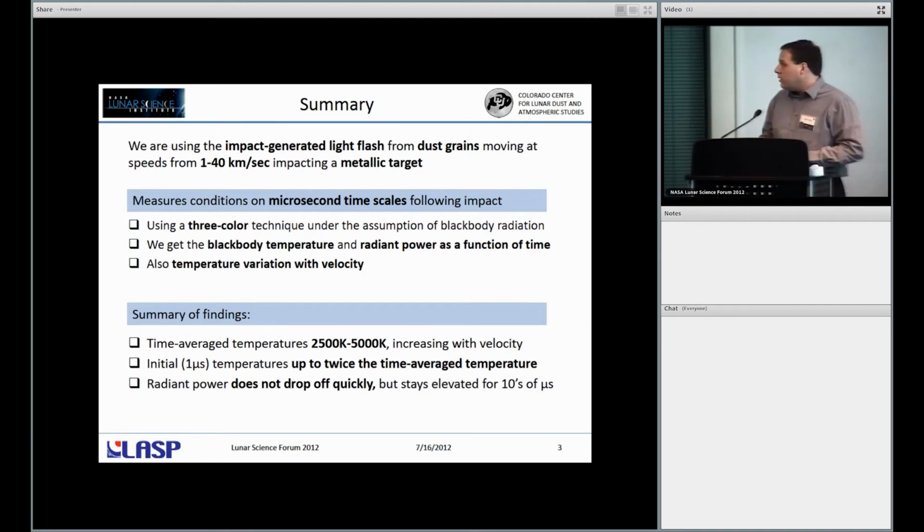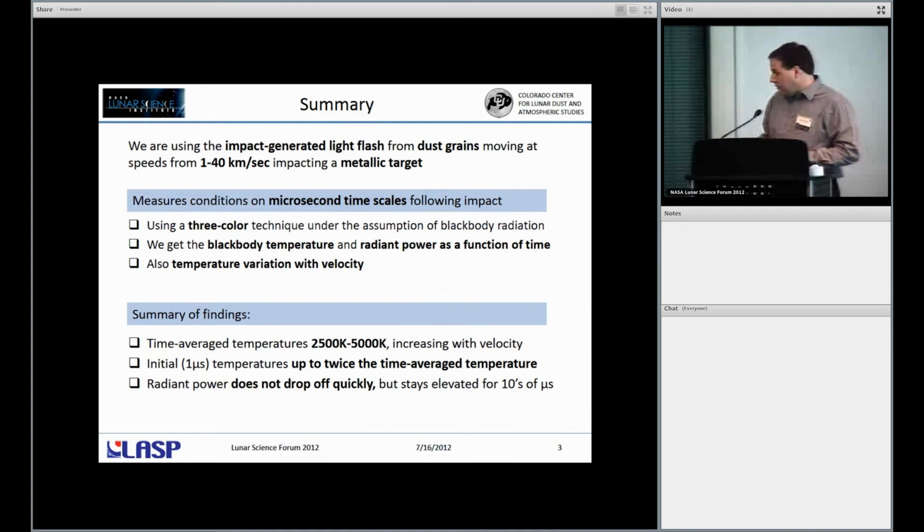We are using a 3-color technique. We have 3 photomultiplier tubes with 3 narrowband interference filters looking at 3 wavelengths, and we reconstruct the blackbody temperature as a function of time. We can do this on a per-particle basis, which means we can do scaling experiments and look at how this changes with velocity, for example. Here are some of the findings I'll be presenting today.